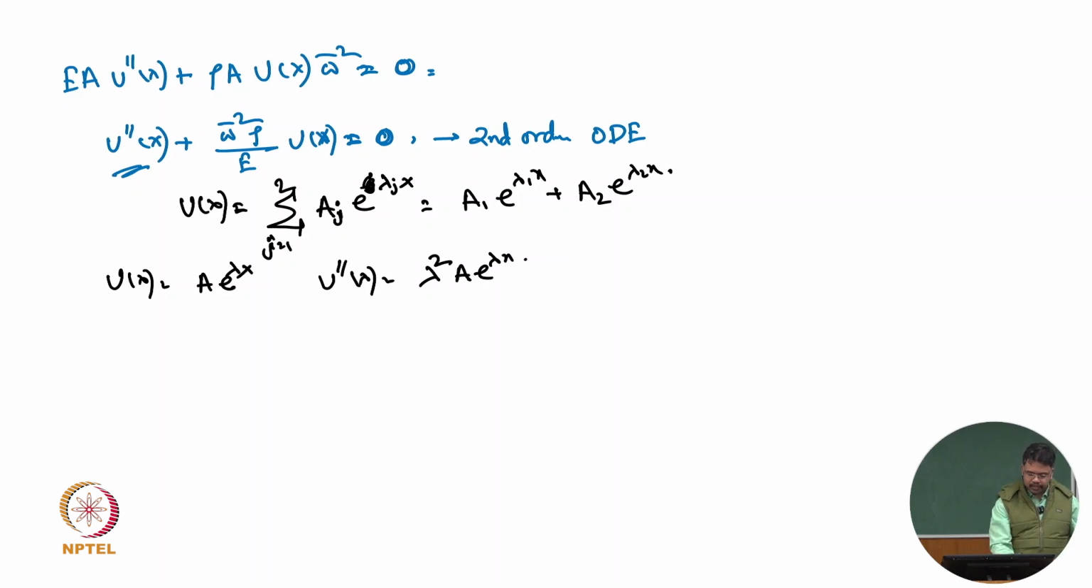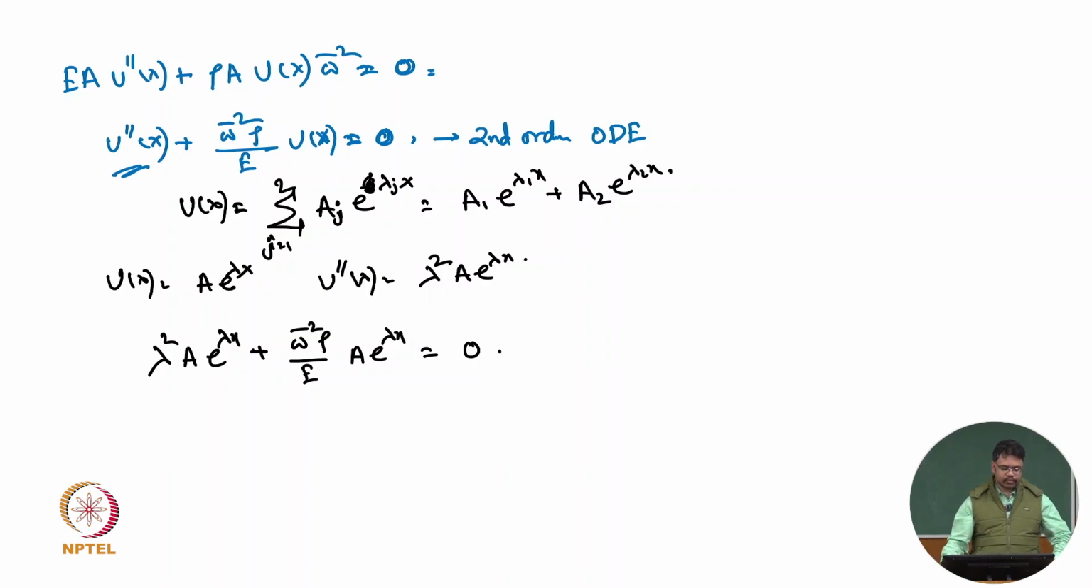Perfect. If I just substitute this one, lambda square a e to the power of lambda x plus omega square rho by E a e to the power of lambda x should be equal to 0. Agreed? All of you? What is my objective to calculate from here?